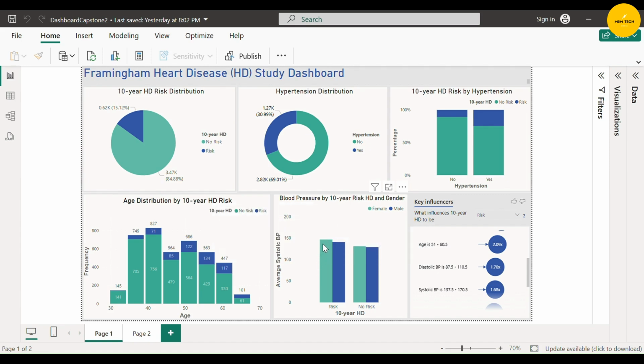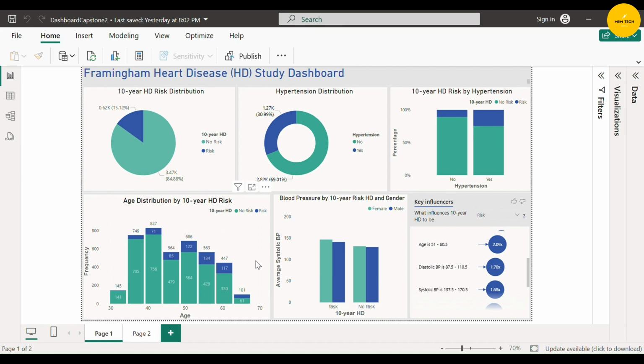So here we have, this is the risk group, the gender is female, and the average systolic blood pressure is 146.71. And the same group, risk group, but this is for males, and the average systolic blood pressure is 141.07. And now we have the no-risk group, females. The average systolic blood pressure is 131.02, and for males is 129.2.